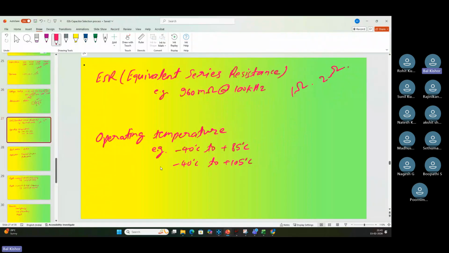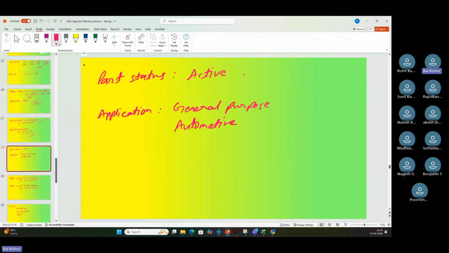Operating temperature is the same. Mostly you will get up to 105 or even 125, but cost will increase drastically. But ceramic capacitors are a bit on the higher side. Part status would be active, and applications are mostly general purpose consumer electronics or industrial. Automotive are also available, but will be a little costly.